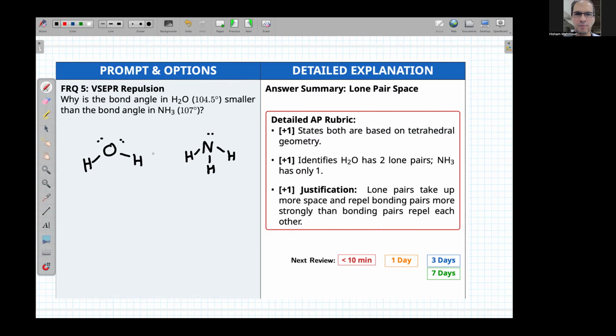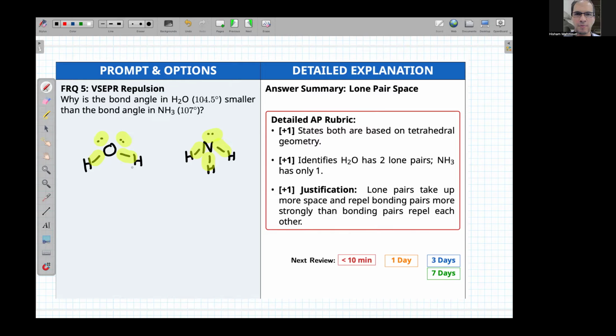First point for the rubric. Both molecules are based on the tetrahedral geometry. So basically there are 4 electron clouds in both of them. So the electron geometry is tetrahedral. Let me explain what I mean. Water has 4 electron clouds total, or electron domains: 2 bonding pairs and 2 lone pairs equal 4 domains.